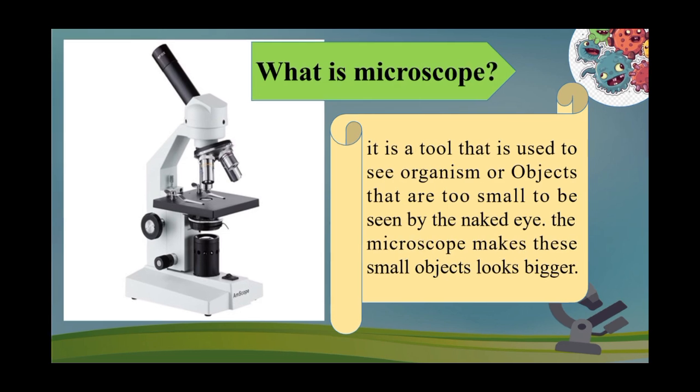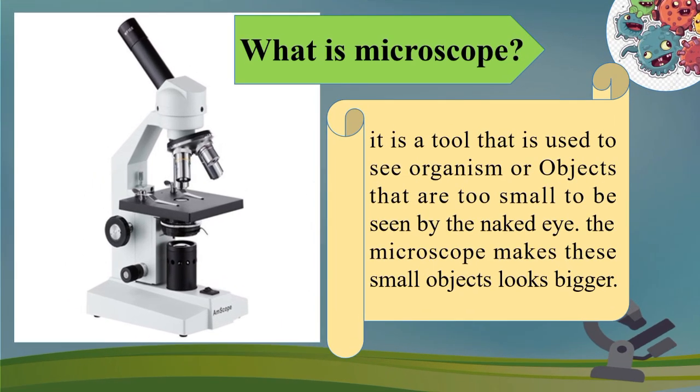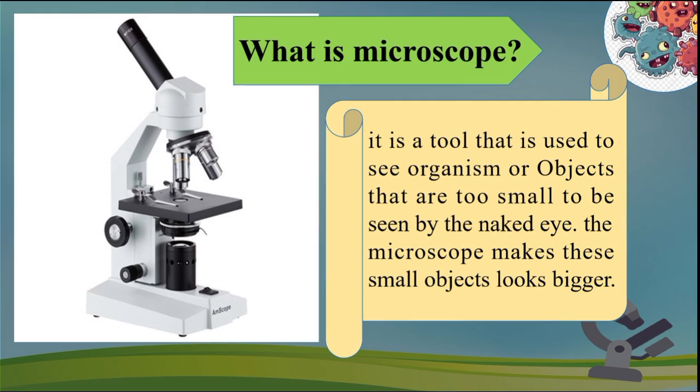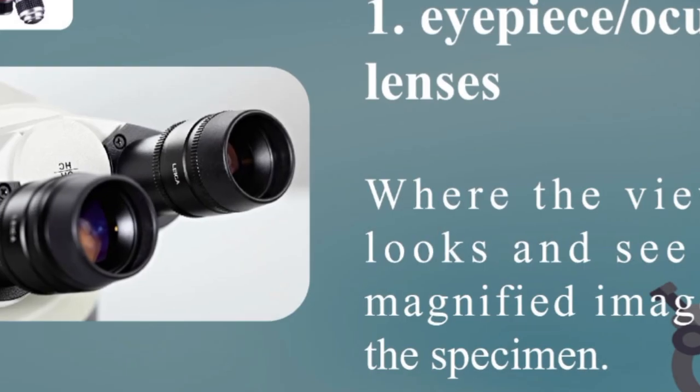What is a microscope? It is a tool that is used to see organisms or objects that are too small to be seen by the naked eye. The microscope makes these small objects look bigger. A microscope is a very essential piece of equipment for courses such as high school biology or in a science subject. Proper use begins with understanding the parts of the microscope and each part's function.